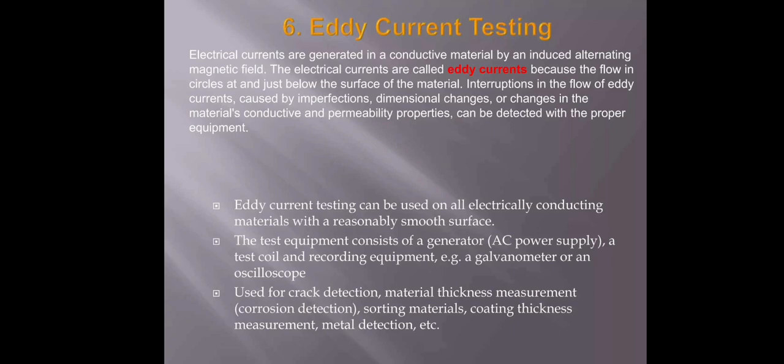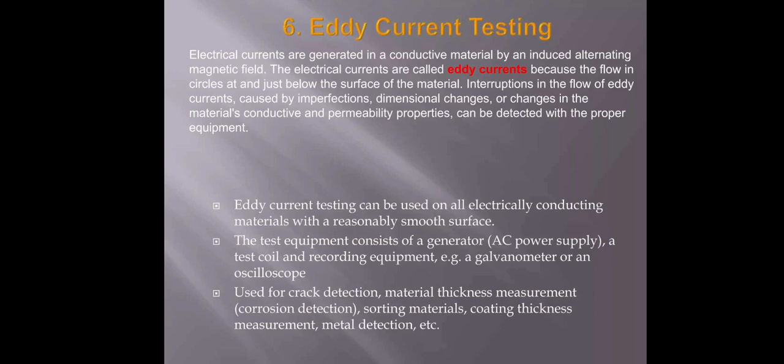Eddy current testing. Electrical currents are generated in a conductive material by an induced alternating magnetic field. The electrical currents are called eddy currents because the flow is circular at and just below the surface of the material. Interruption in the flow of eddy current caused by imperfection, dimensional changes, or changes in the material's conductivity and permeability properties can be detected with the proper equipment.